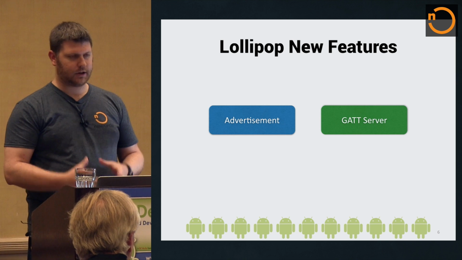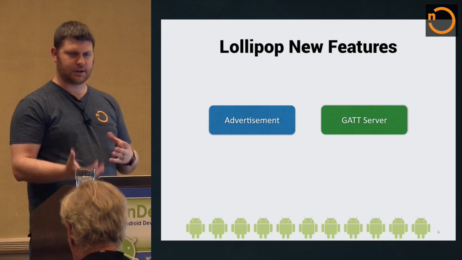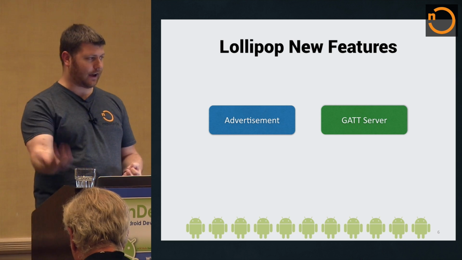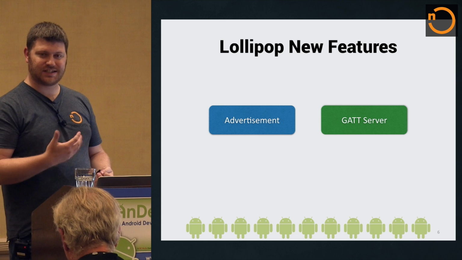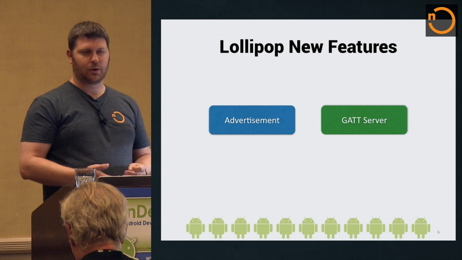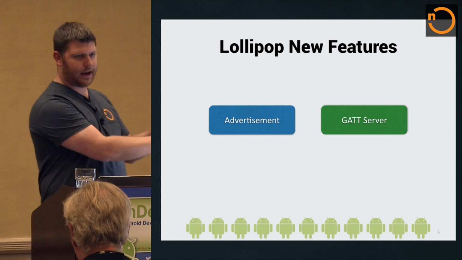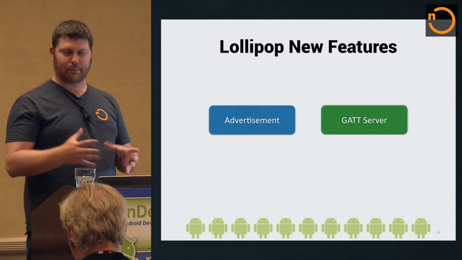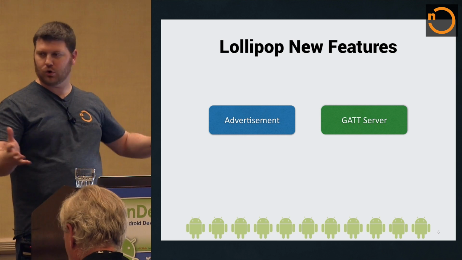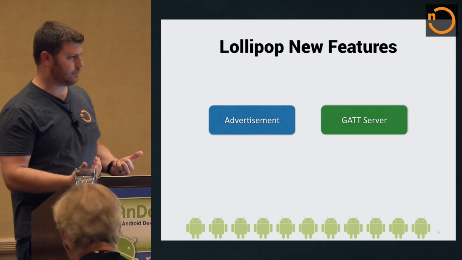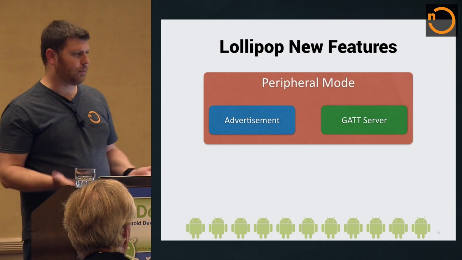On top of the improvements, the new features that we have really fall into these two categories. We have the ability to advertise now from devices, and we have the ability to instantiate in our application what's known as a GATT server. It's basically just a way of saying that on my Android device, I can now set up my own table of services and characteristics and expose that to the world for other devices to connect to me. Those two pieces together make up what we call peripheral mode.